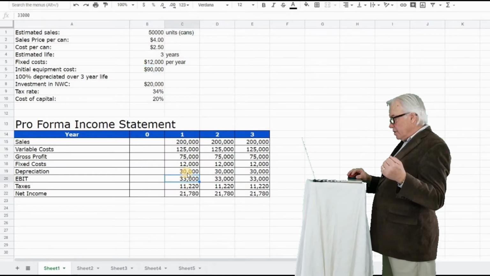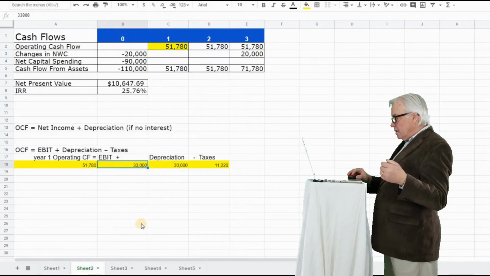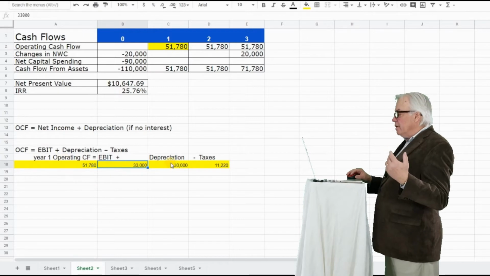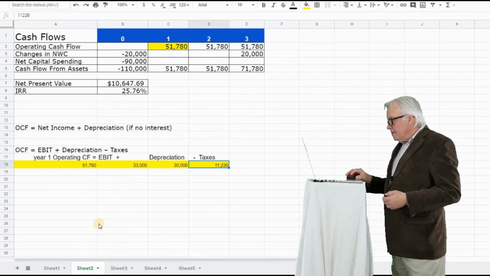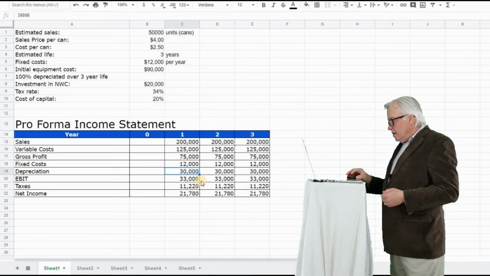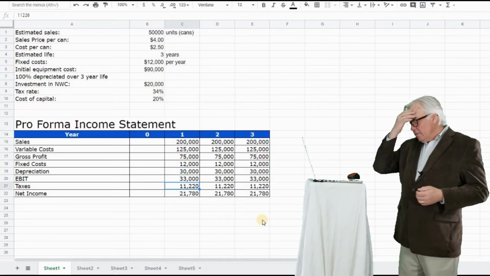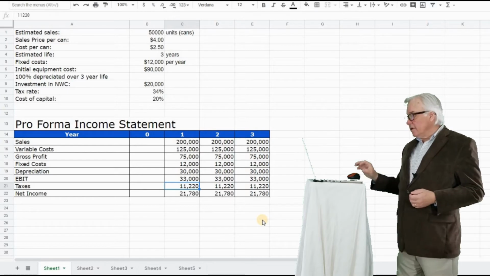Depreciation. Nope, that's my EBIT. Depreciation, $30,000. Oh, I'm sorry, EBIT and then depreciation. I guess you could put them in any order. And then taxes being 11,220. And that's just a function of the tax rate.